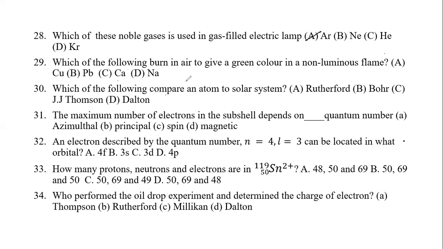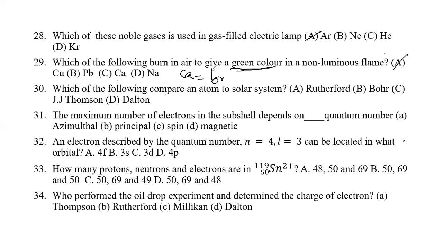Number 29 says, which of the following burnt in air gives a green color in a non-luminous flame? So the one that will give a green-blue color is copper. Copper is the correct answer. So calcium will give a brick red. Please, this is a very common question in Jamb. So calcium will give a brick red.